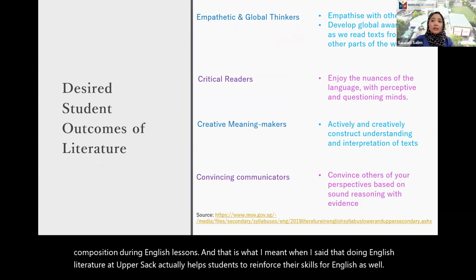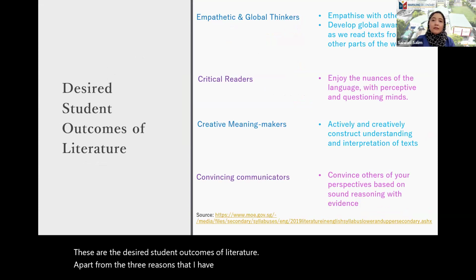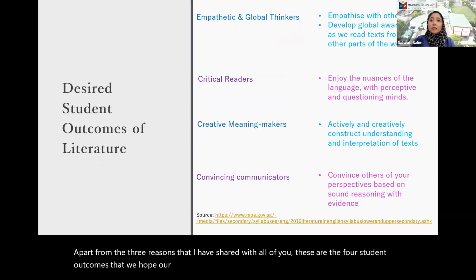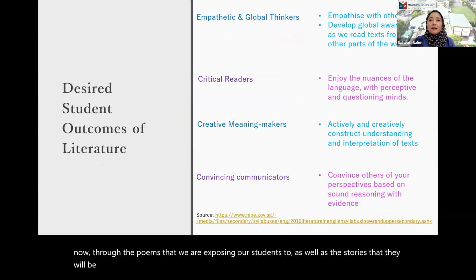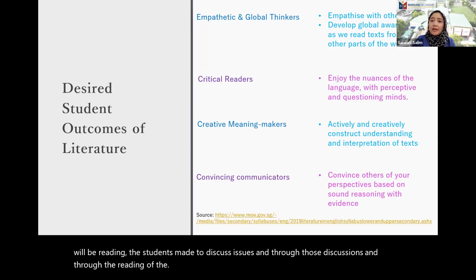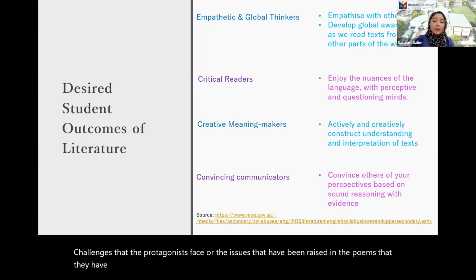These are the desired student outcomes of literature. Apart from the 3 reasons that I have shared with all of you, these are the 4 student outcomes that we hope our students will be able to become if they are literature students. Now, through the poems that we are exposing our students to, as well as the stories that they will be reading, the students are made to discuss issues, and through those discussions and through the reading of the challenges that the protagonists face or the issues that have been raised in the poems that they have read, we hope that our students will grow to become empathetic and global thinkers.